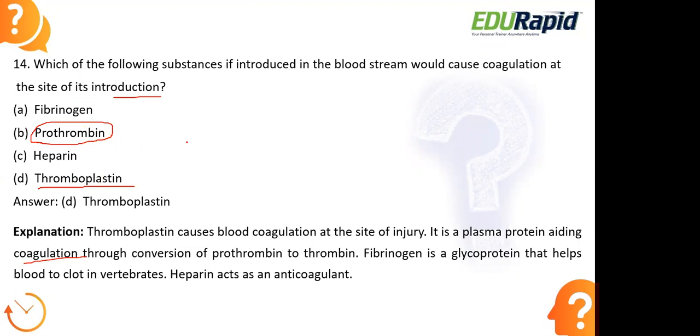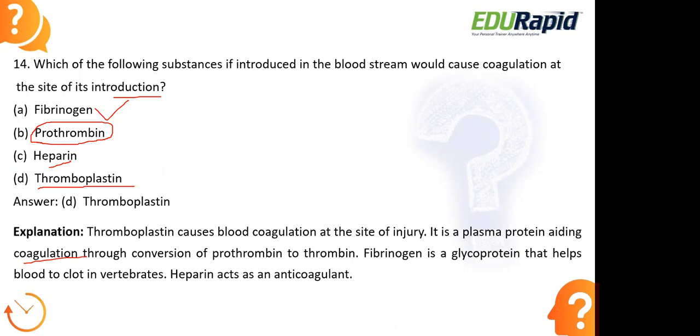It converts prothrombin into thrombin. When we look at fibrinogen, it is a glycoprotein present in all vertebrates, necessary for blood clot formation if there is an accident. Blood has to clot, and for that fibrinogen has a major responsibility. And heparin acts as an anticoagulant, that is, it will suppress the clotting factor.